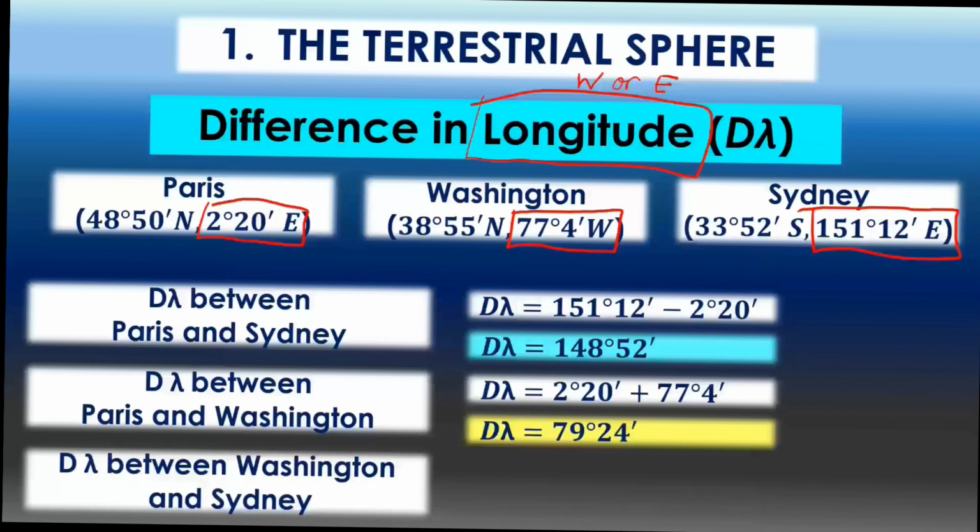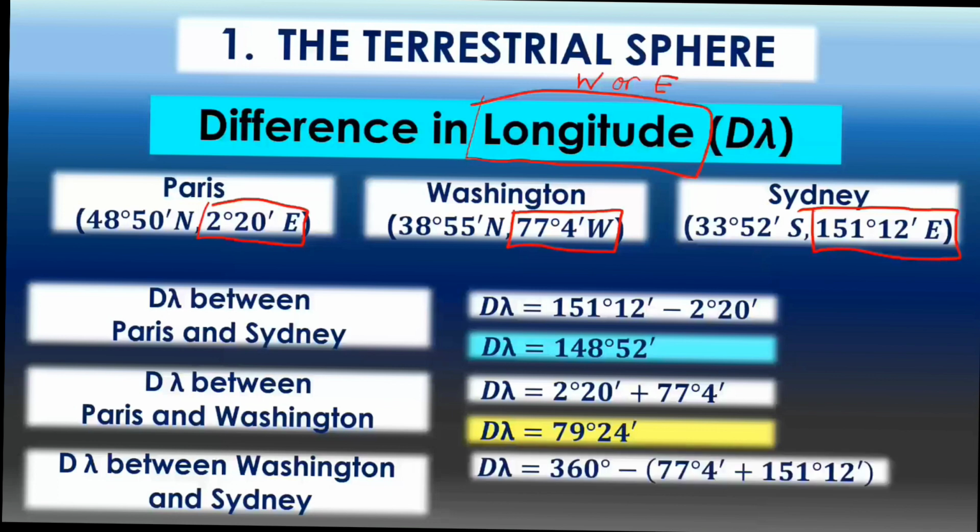Next, Washington and Sydney. Washington is west, Sydney is east. So again, one on west, one on east, and you need to add. Since 77 degrees 4 minutes plus 151 degrees 12 minutes is greater than 180, you need to subtract it from 360 degrees. The difference in longitude is 131 degrees and 44 minutes. And that's it for the terrestrial sphere.